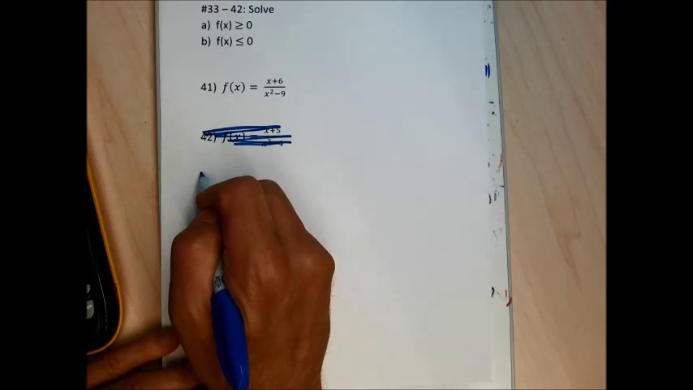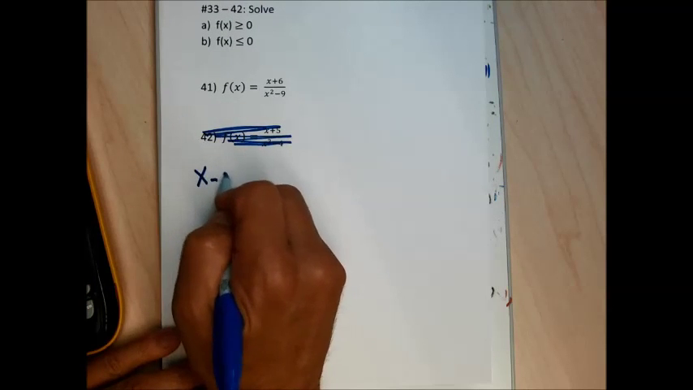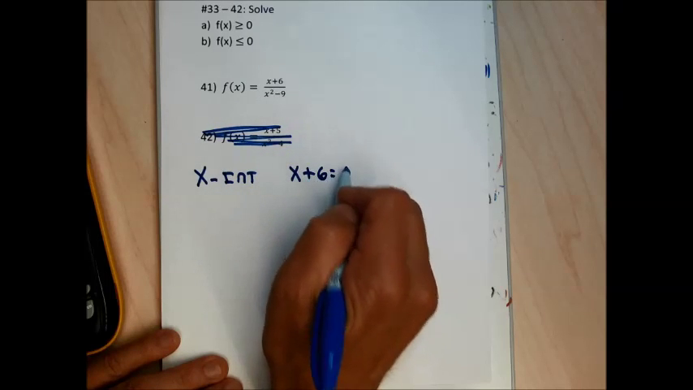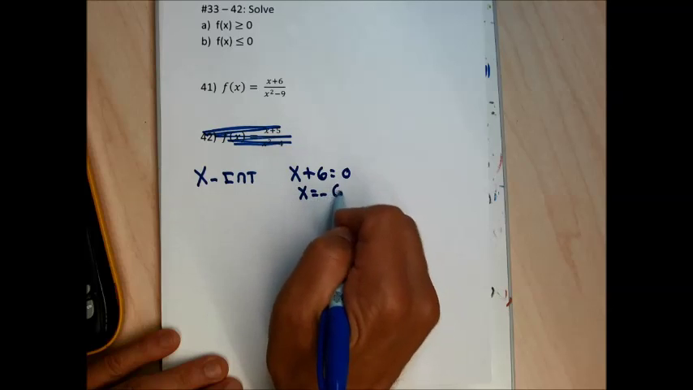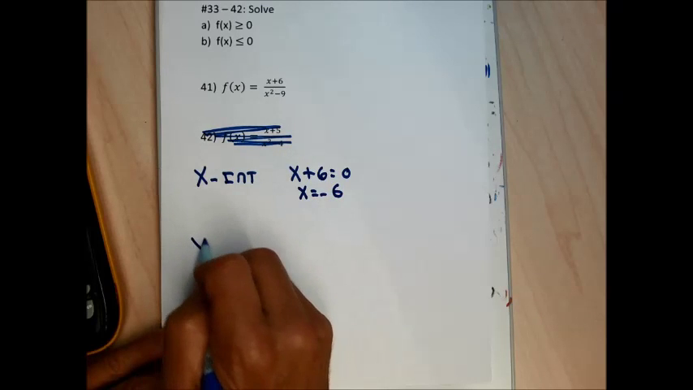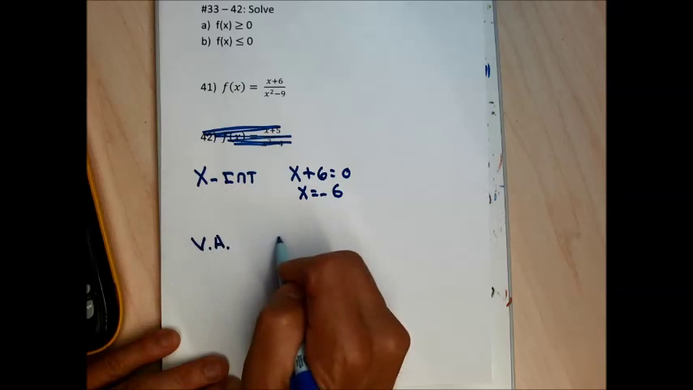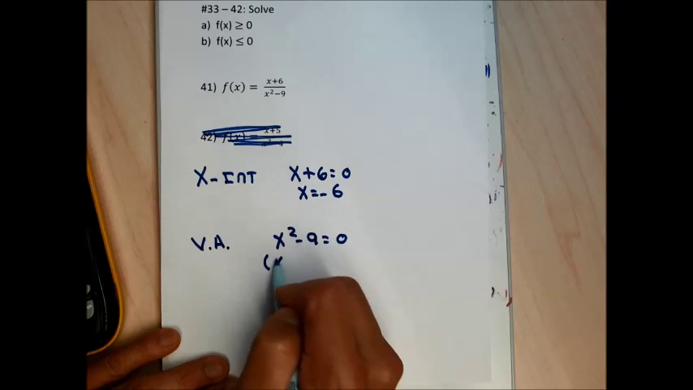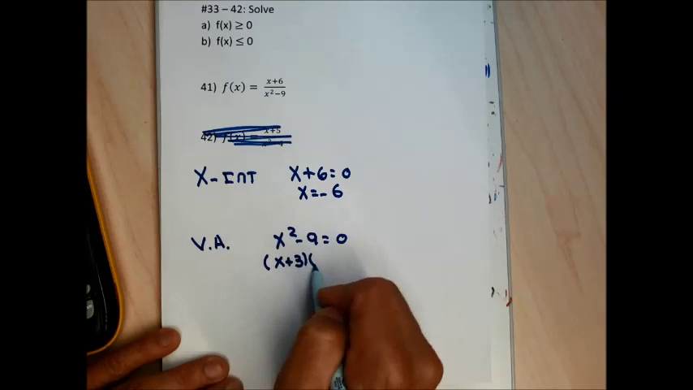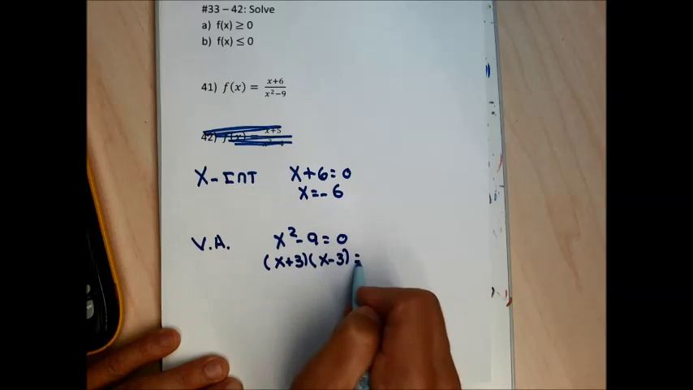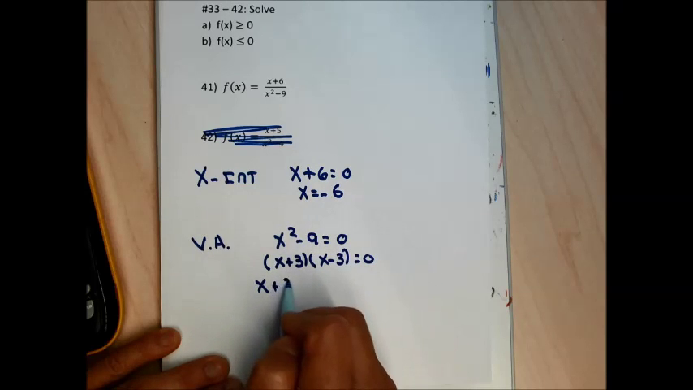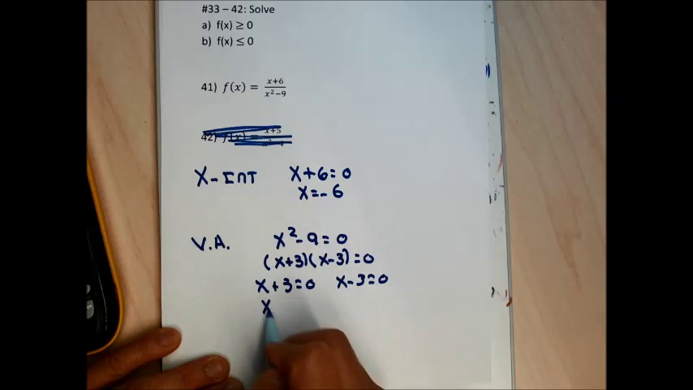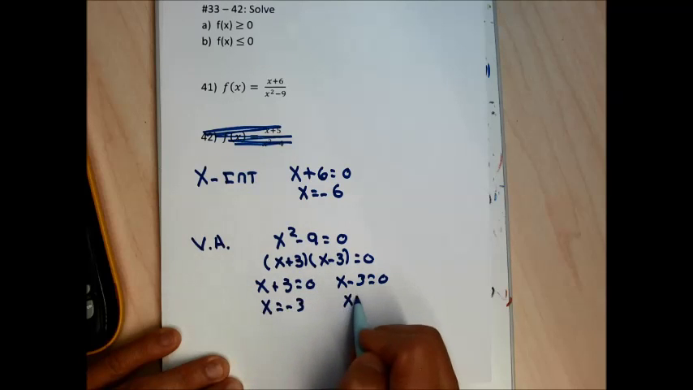So for 41, to find the x-intercept, you set the numerator equal to 0. So I'll go x plus 6 equal to 0 and get x equal to negative 6. That's going to be a square bracket. I'm going to get 2 vertical asymptotes. I'm going to set the denominator equal to 0. I'm going to factor this, and get x equal to negative 3 and x equal to 3.